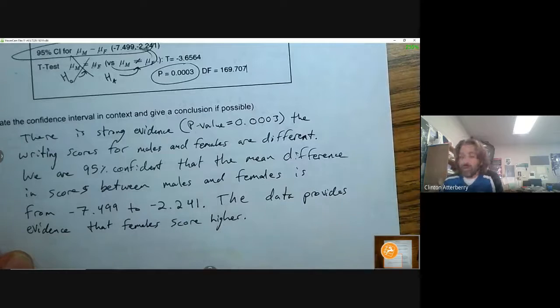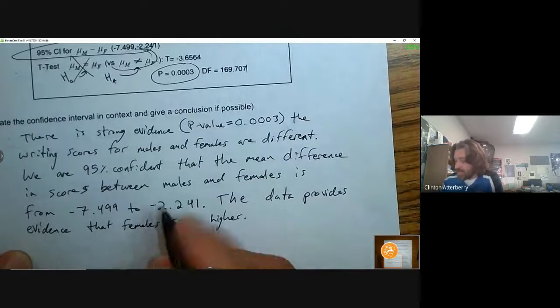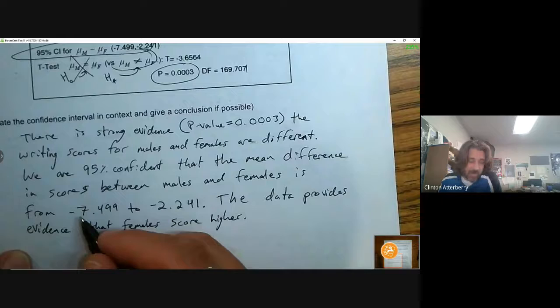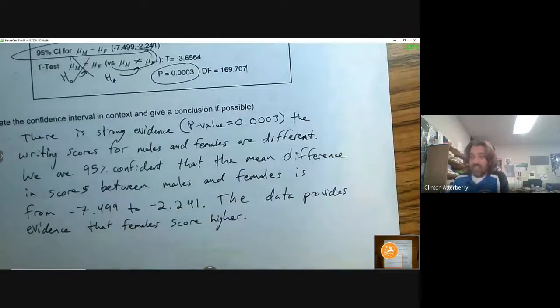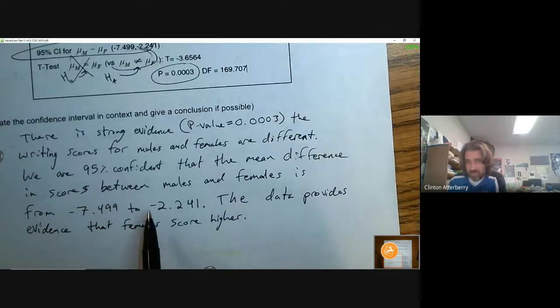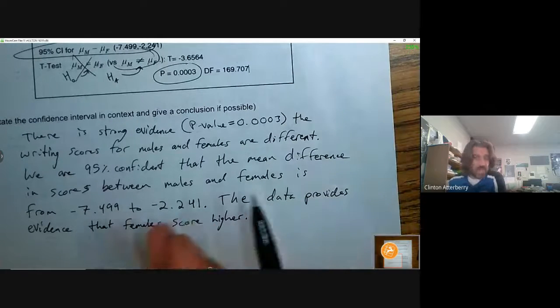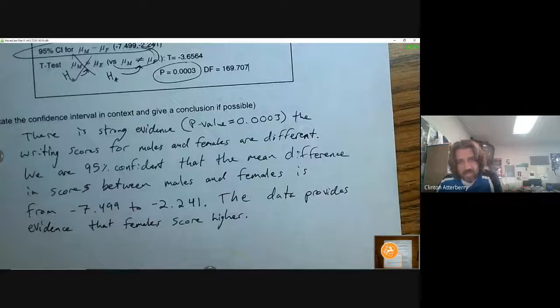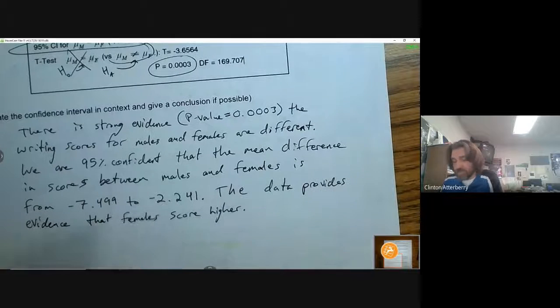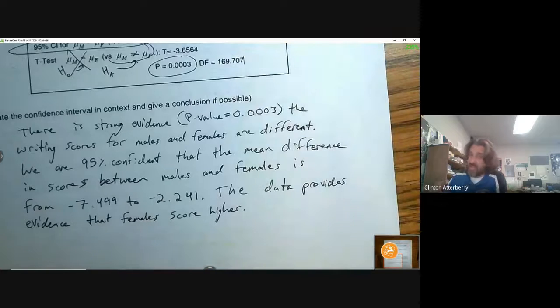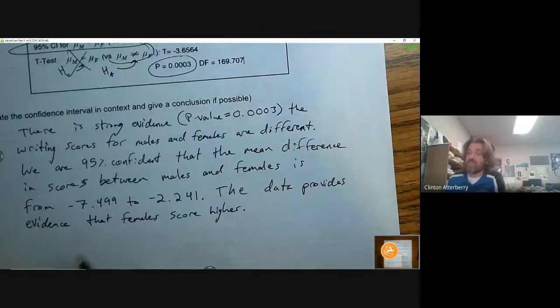We don't know how much higher. It might be by about 2 points. It might be by about 7.5 points. But according to this, we're 95% confident that the actual difference is between those two numbers. At no point in our confidence interval do the males have a higher score on average. According to this, the girls will pretty much always, on average, not every person, but on average, score higher by a few points.